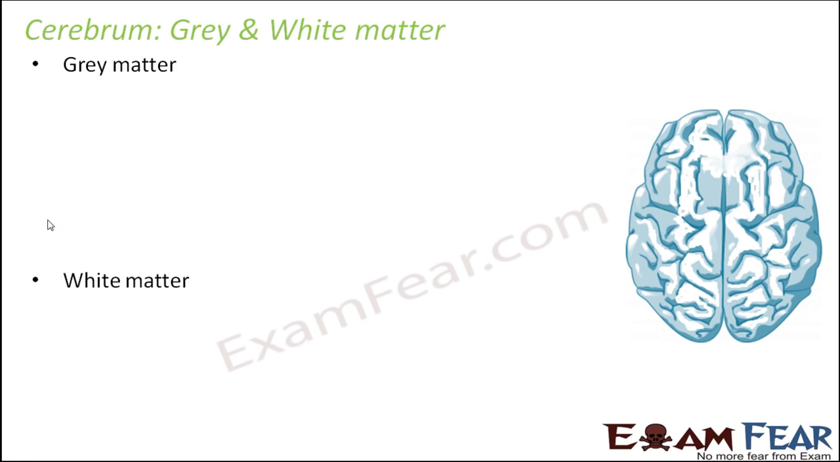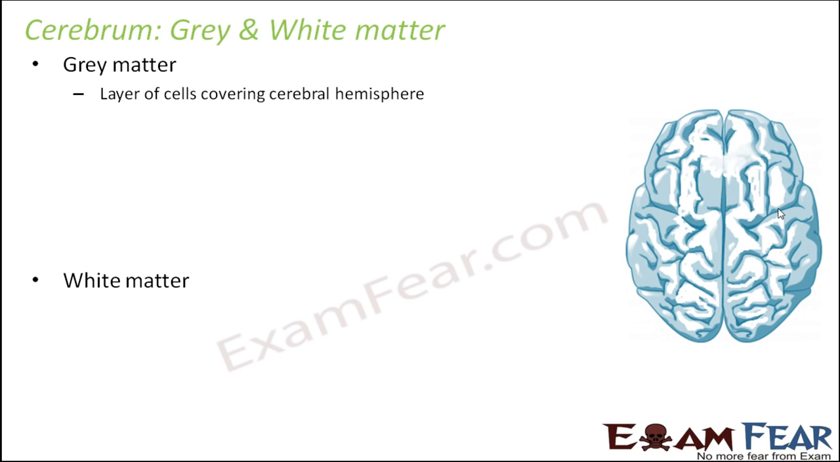Gray matter and white matter are nothing but regions inside the cerebrum. If you look at the cerebrum as a whole, you will see that the outer portions are grayish in color, and that is called gray matter, whereas the inner portions are white in color and it is called white matter. Now, why are the outer regions gray in color and why are the inner regions white in color? Let us have a look at that.